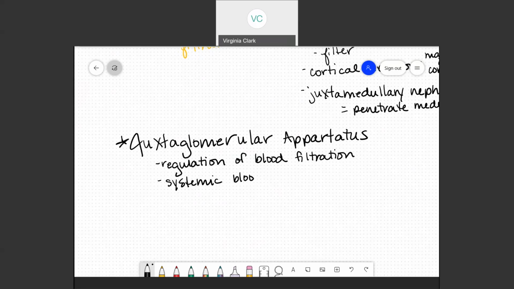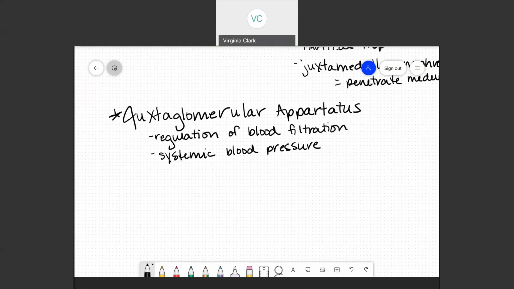Your heart will be involved in blood pressure as well, but your juxtaglomerular apparatus is responsible for your systemic blood pressure. And there are two structures to this. The first structure is going to be called your JG cells. Depending on the edition of your book, they could also be called granular cells. I have seen both used. So JG cells or granular cells.